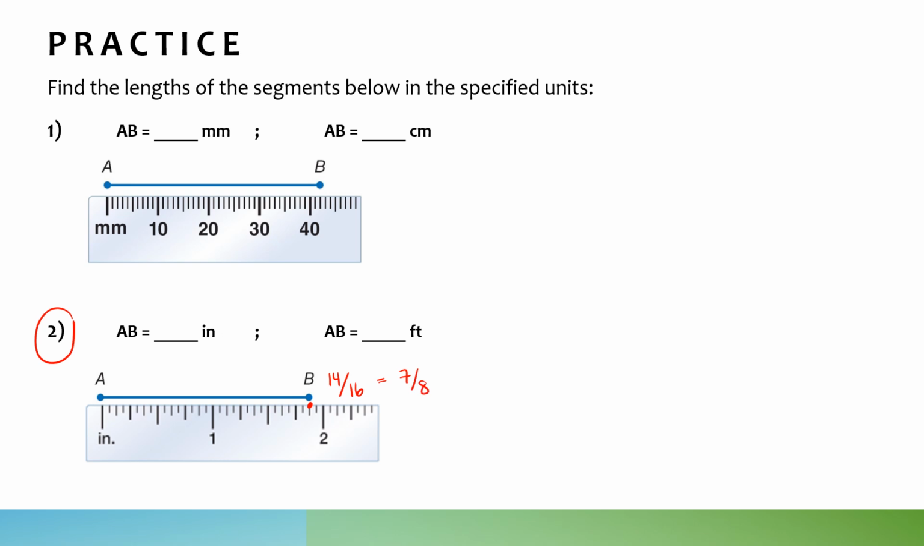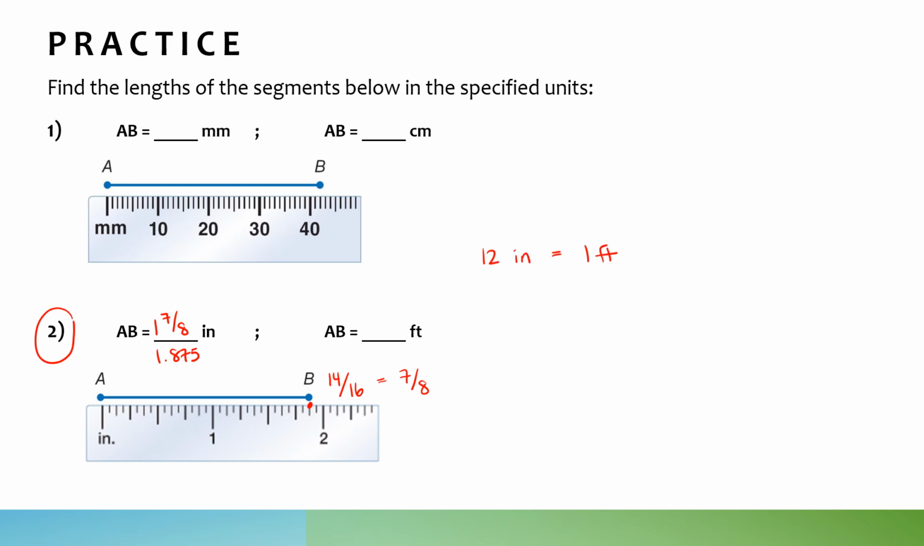So our length of AB, we could write this a few different ways, but one way would be 1 7/8 inches. We could put that in decimal form too, which would be 1.875. Now, something I want to include here is a little bit of unit conversion. So let's say we wanted to represent this length of AB in feet. Well, as I hope you know, there are 12 inches in 1 foot.